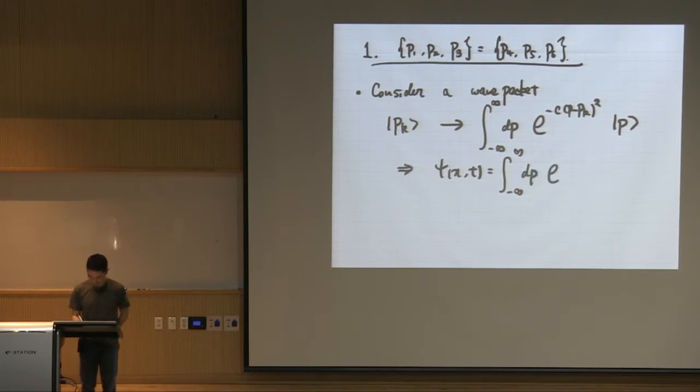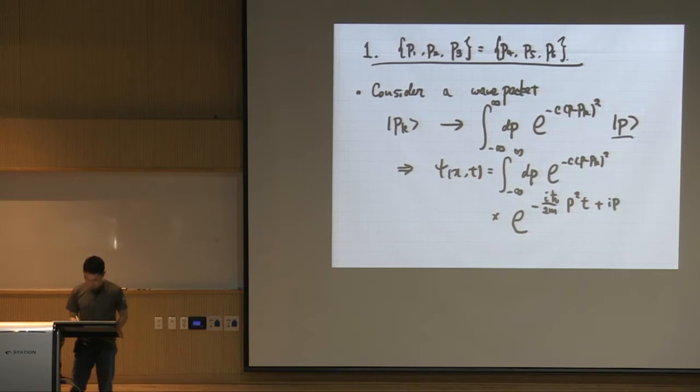So you have dp and e to the minus C times (p minus pk) squared. Then there is a wave function for each p, which is averaged over. That wave function is given by the exponential of minus i over 2m h bar times p squared times t. This is the phase coming from the propagation of the energy in time, and then there is a plane wave factor. So this is just the definition of the wave packet. Of course, this is just a Gaussian integration. You can try to perform the integration and then see where the peak of the wave packet is.